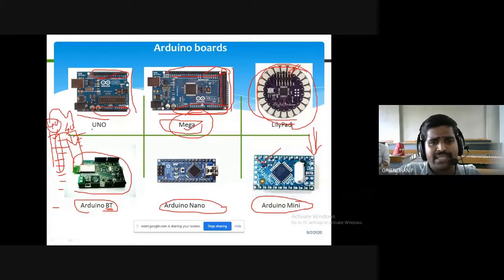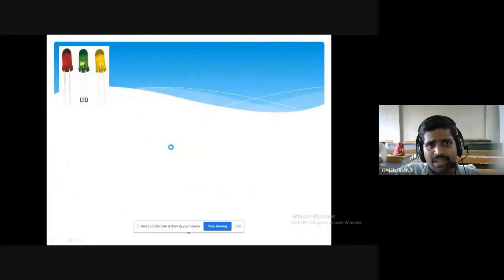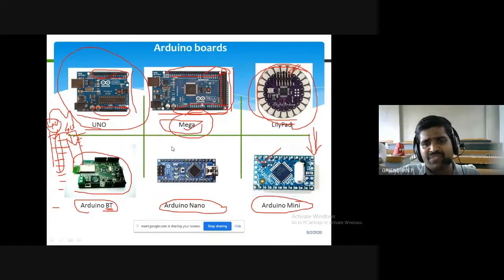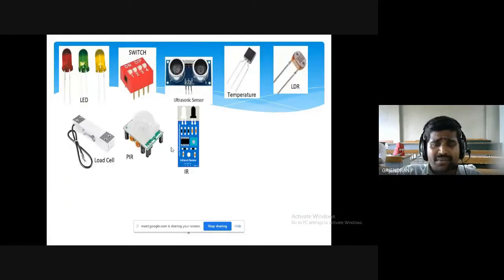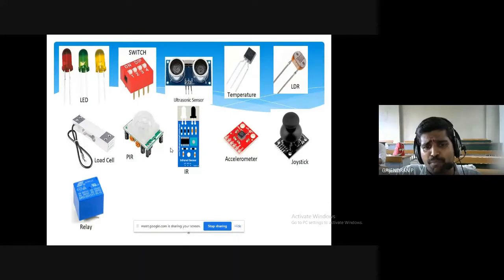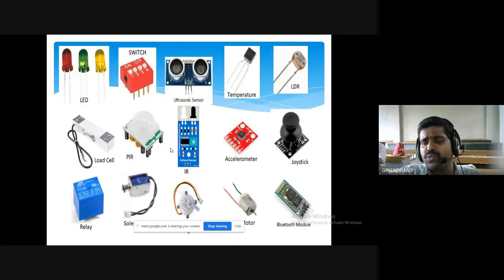But in our lab session, we are going to focus only on Uno. Then why is Arduino famous? Arduino based sensors, switches, and output devices are enormous in the market. Simply if you buy and interface, you can do wonders with Arduino. See, this is your Bluetooth device, this is your joystick, accelerometer, DC motor, flow sensor, solenoid, relay, load cell, PIR, ultrasonic. Likewise, n number of sensors and actuators are readily available in the market. Simply buy and connect it.